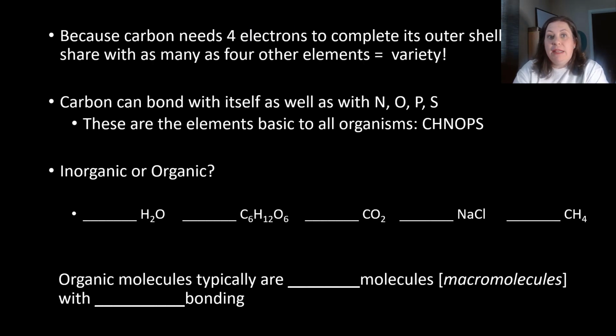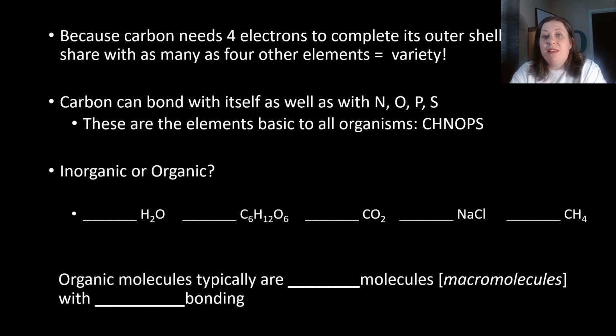Because carbon needs 4 electrons to complete its outer shell, because remember we talked about bonding last video, it will share with many different things. It could share up to 4 other elements like we saw with hydrogen. This allows for a lot of variety when we're talking about a carbon backbone.